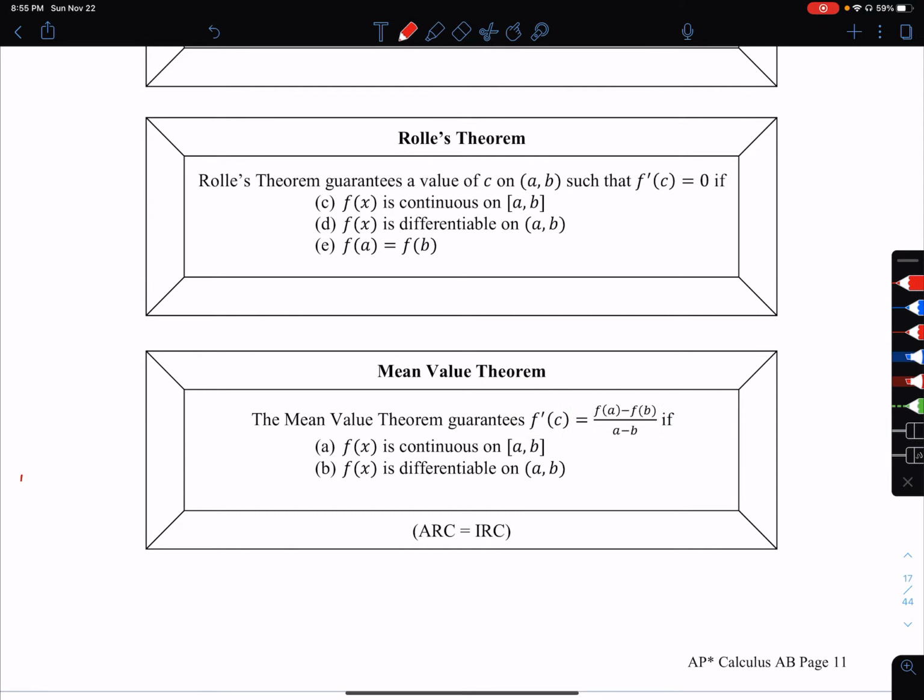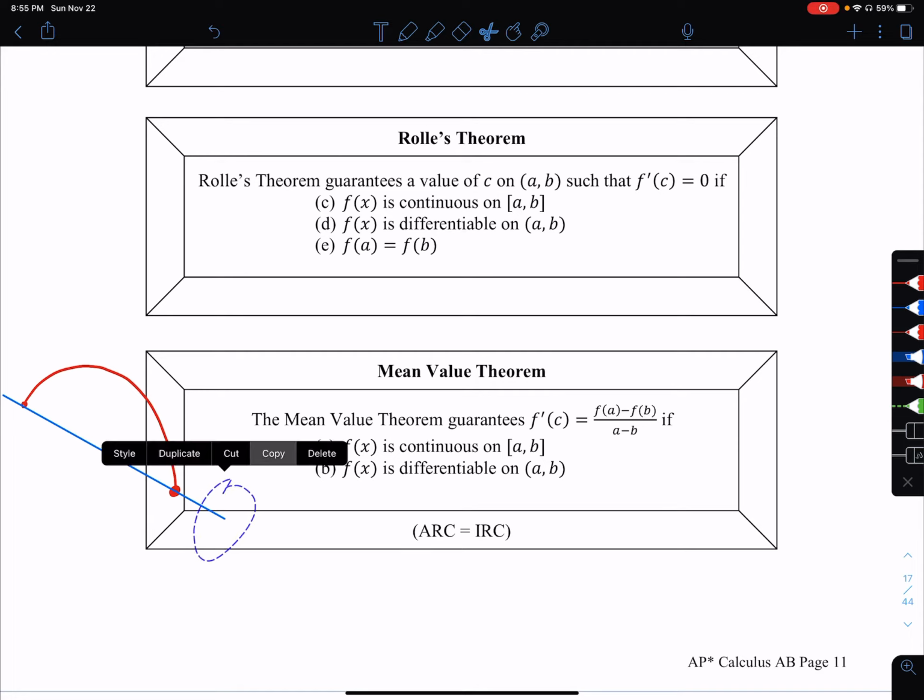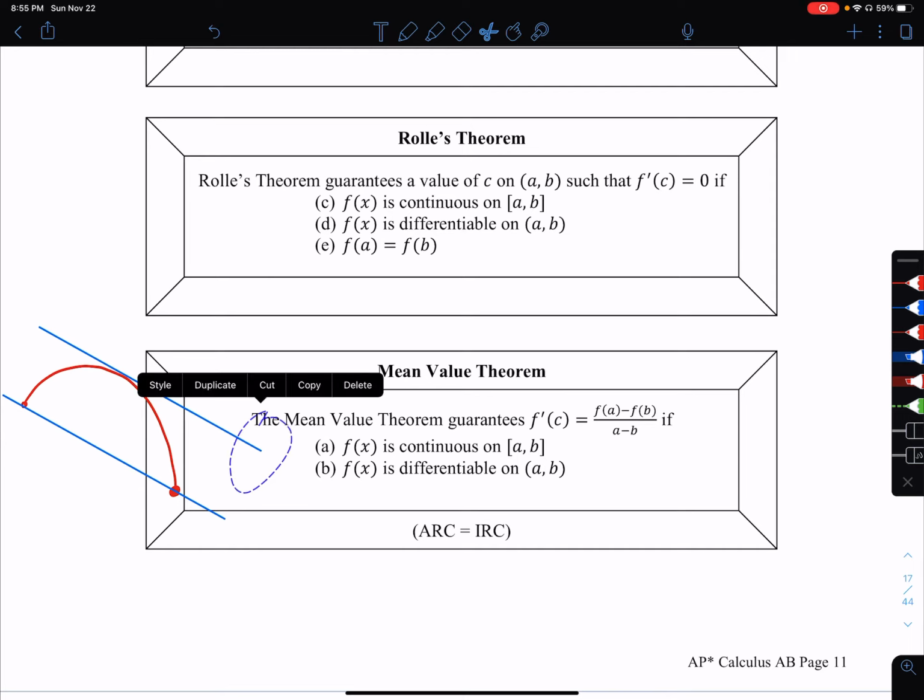So let's say that your curve looks something like this. So these are your endpoints. That's not a very good example. Let's say that your curve looked like this. If I drew a secant line that went through this, it would have a slope. The mean value theorem says there has to be another spot on here that would have a tangent line that is parallel to that secant line. They'd have the same slope.